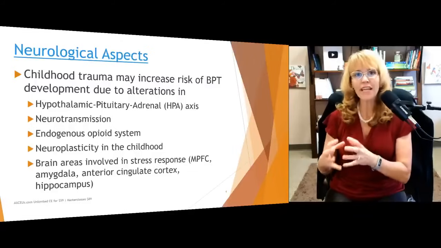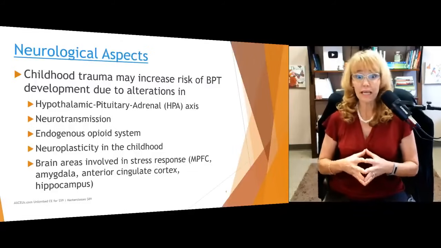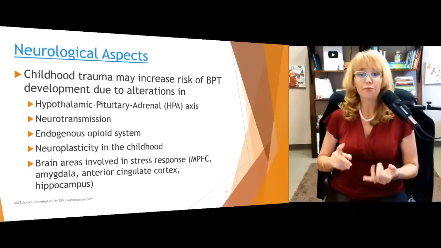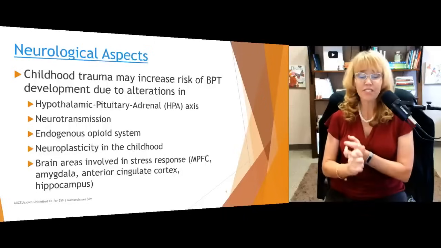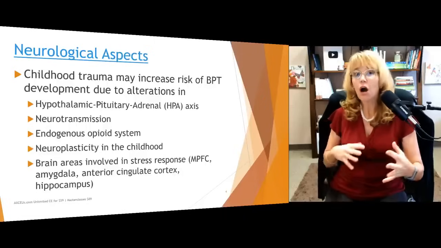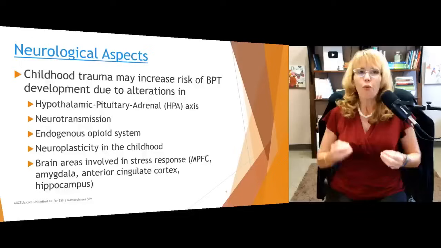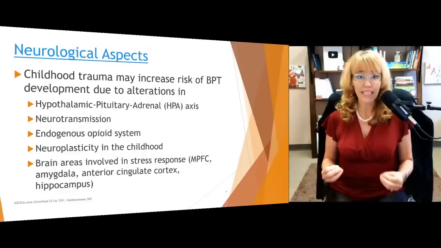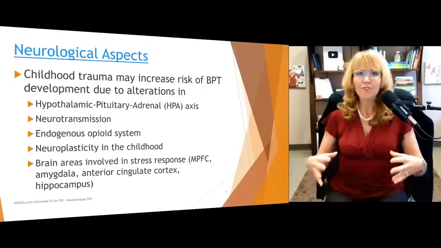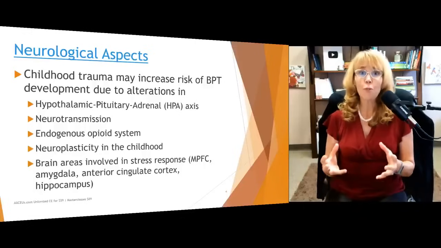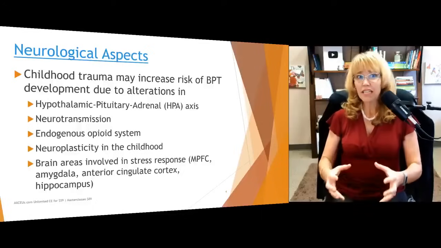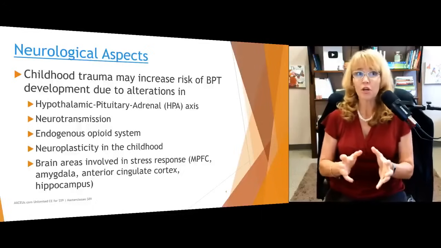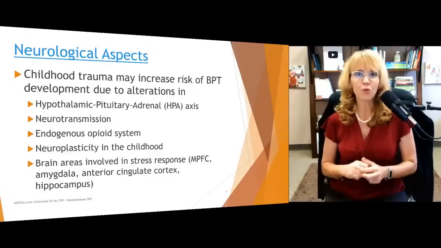So we see more brain changes in the person with BPD. Brain areas involved in the stress response, such as the prefrontal cortex, amygdala, anterior cingulate cortex, and the hippocampus, are all altered. It's important that we recognize this and we validate this for people with BPT and people who love them, so they understand there is a neurological basis to what's going on. There is a foundational change in the way this person's brain is structured or wired, if you will, right now.